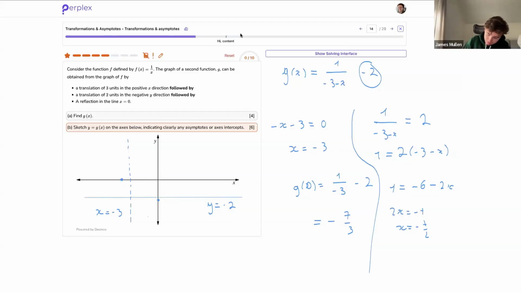Now if I sketch this, it means I'm going to have something like this and something like this. Perfect. Any questions about that? Very good. Let's continue.